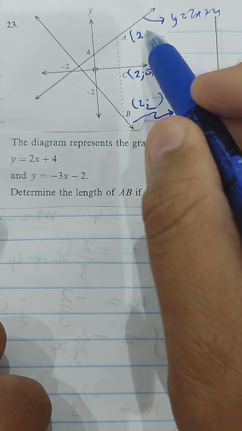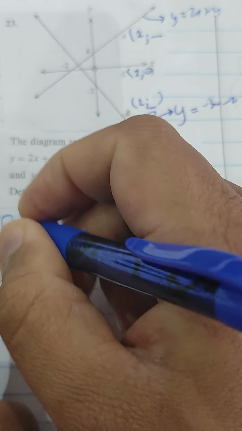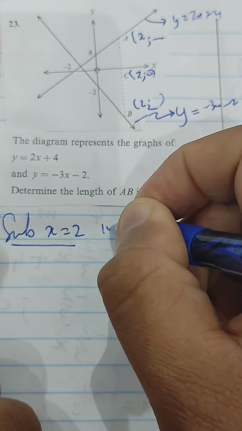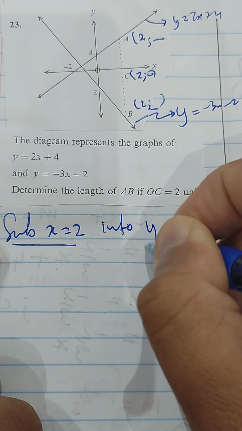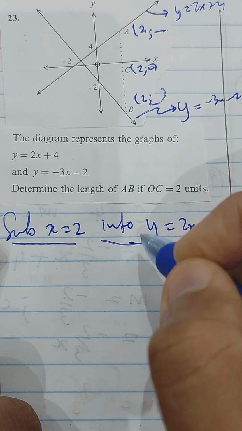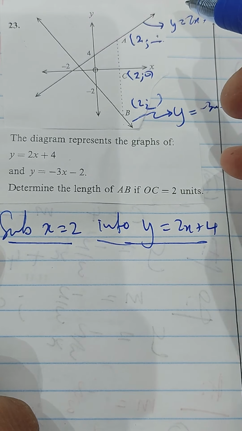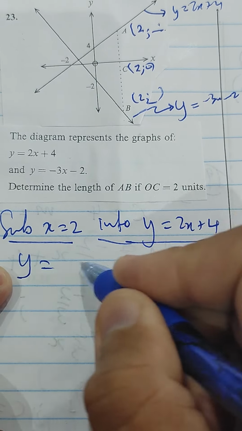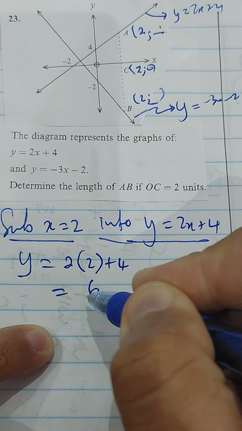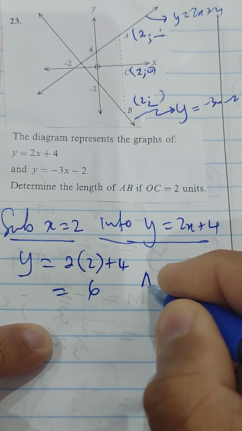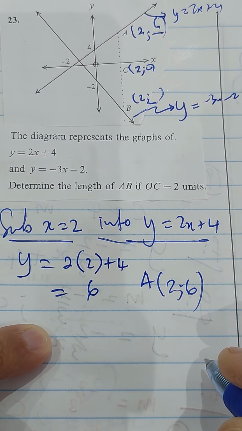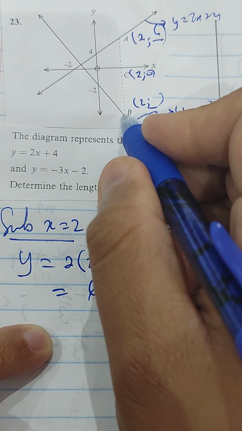So how am I going to calculate this corresponding y value? I'm going to substitute x is equal to 2 into the equation y is equal to 2x plus 4. Okay, by doing that, I'm going to get the y value here. So we say y is equal to 2 times 2 plus 4, which is 6 units. So the coordinate of A is going to be 2 and 6. Okay, 2 and 6. Let's look at B.